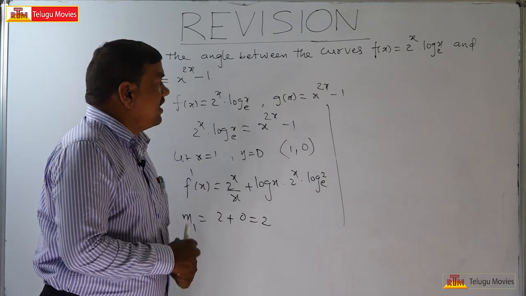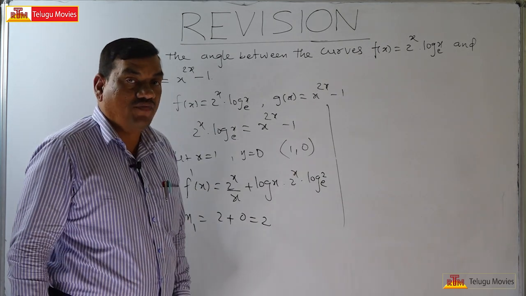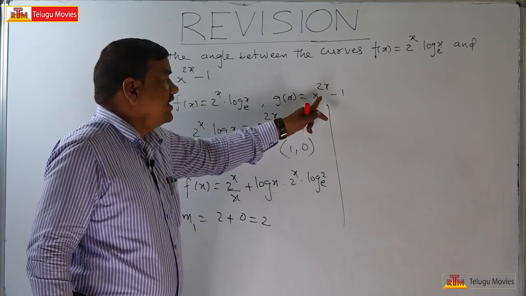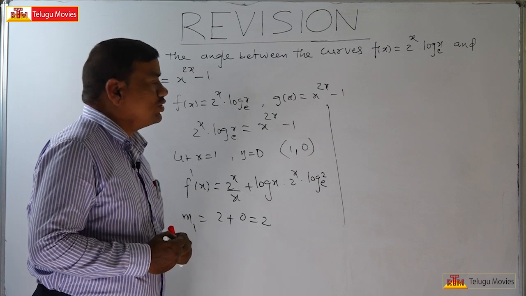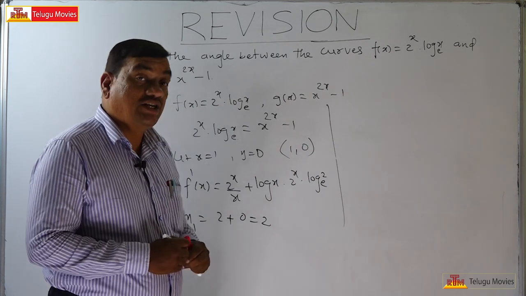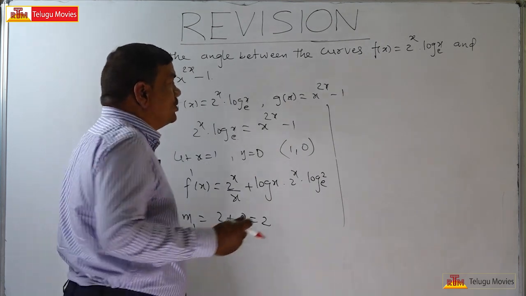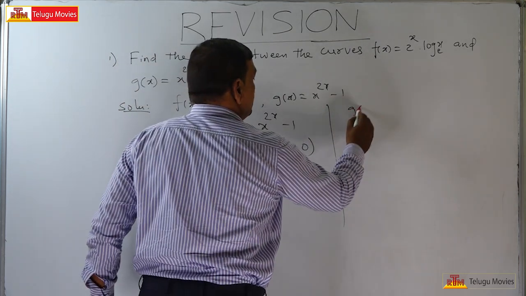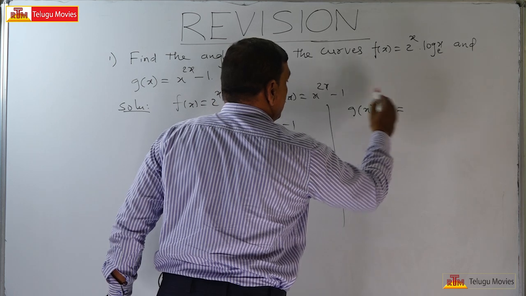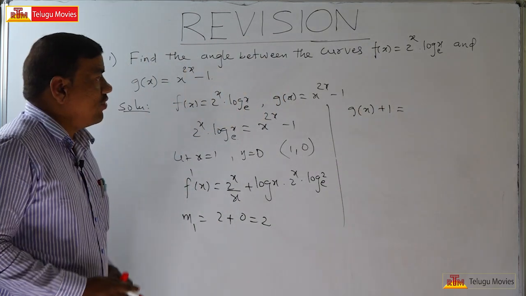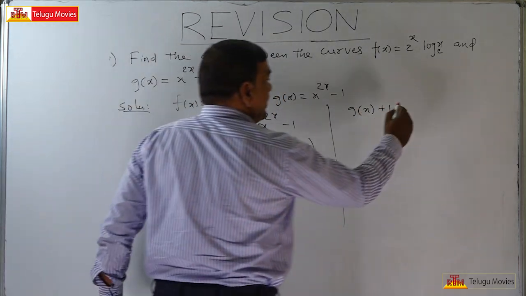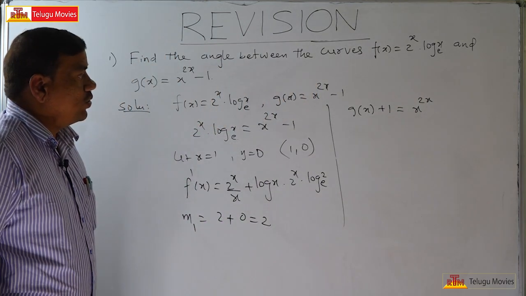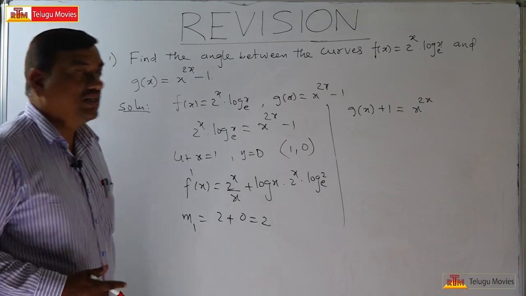Understand? Let us find the derivative of g of x. But here x to the power of 2x is there. So then how to find out g dash of x? That is very important. For that I will tell you, take the minus 1 to the right hand side. So this is equal to g of x plus 1. Now g of x plus 1 is equal to x to the power of 2x. Now we will take logarithms on both sides.